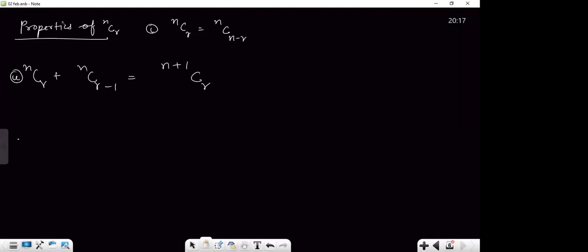First, second important property. The third important property to recall is the ratio of binomial coefficients, which is (n minus r plus 1) divided by r, and so on, simply n. That's it.